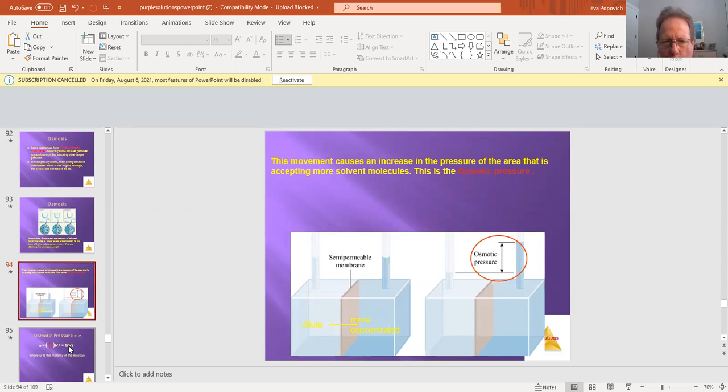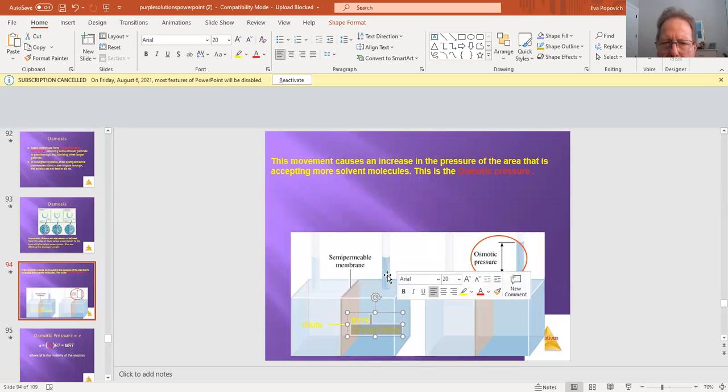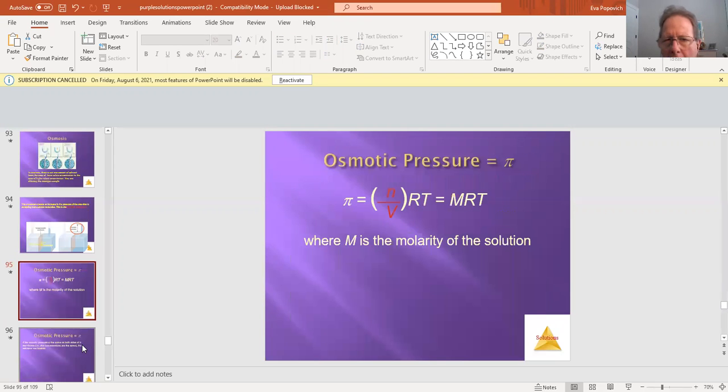So what happens? We get liquid moving to the more concentrated liquid. That causes a movement, a liquid pressure that increases as we are looking at the concentrated side. That formula, osmotic pressure, is designated as pi. Pi is equal to moles divided by volume, which is molarity. Pi is equal to molarity times R times T.